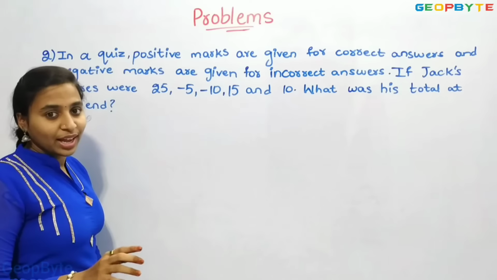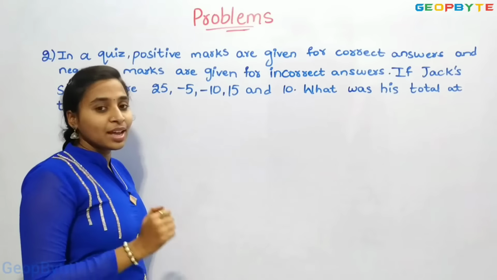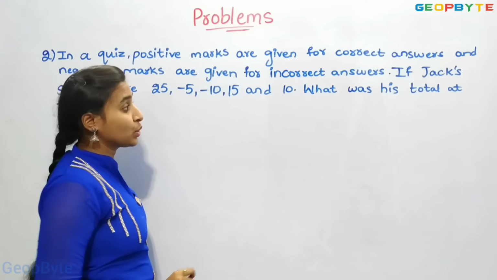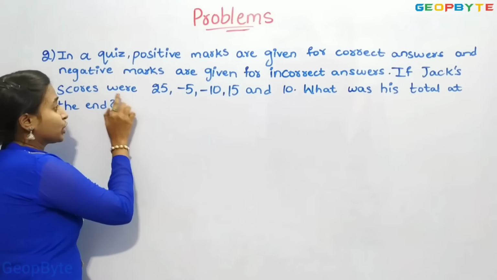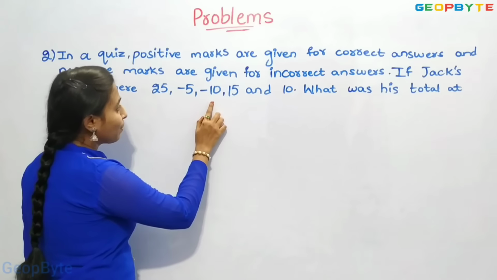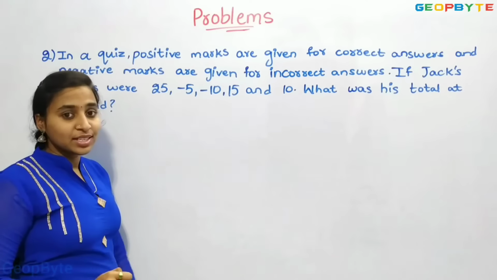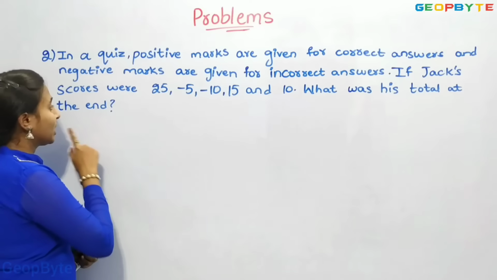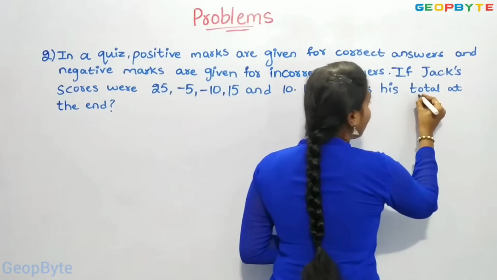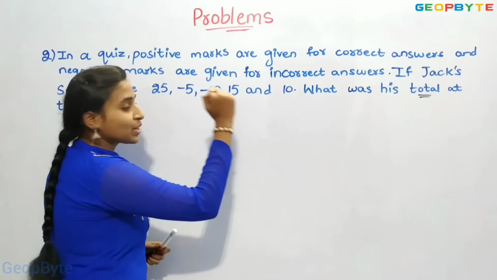It is given that in a quiz, positive marks are given for correct answers and negative marks are given for incorrect answers. So, Jack's scores were like this: 25, minus 5, minus 10, 15 and 10. They asked us to find out his total at the end. Let us see. Finding total means we need to add all his scores.